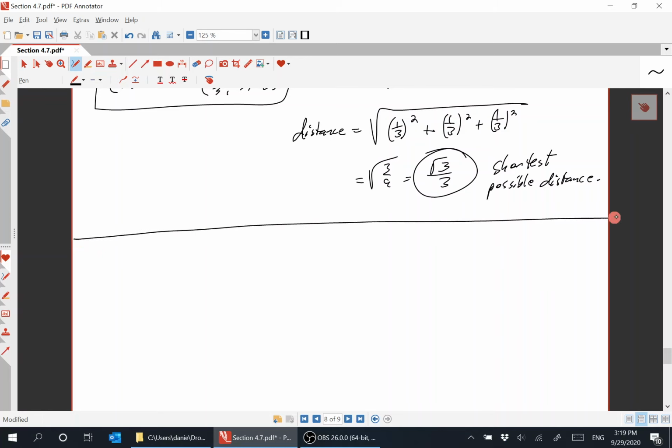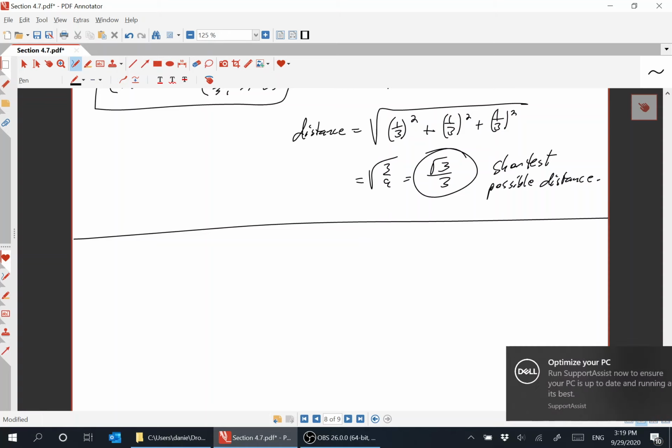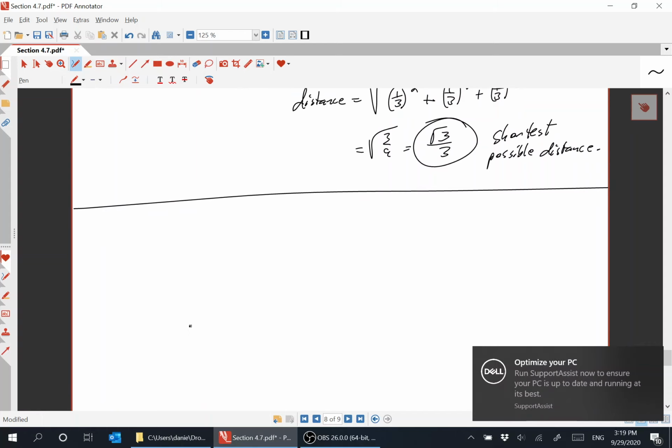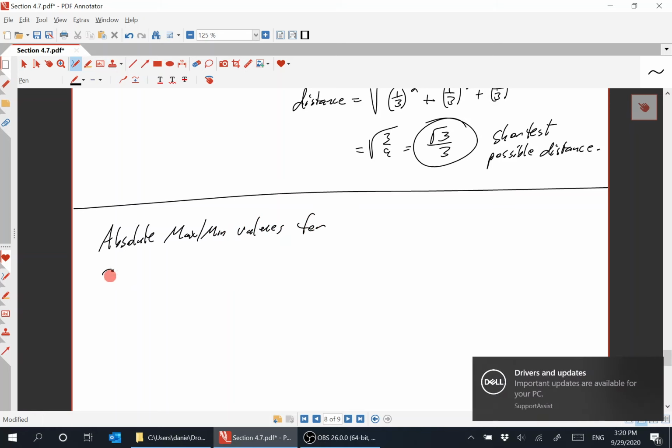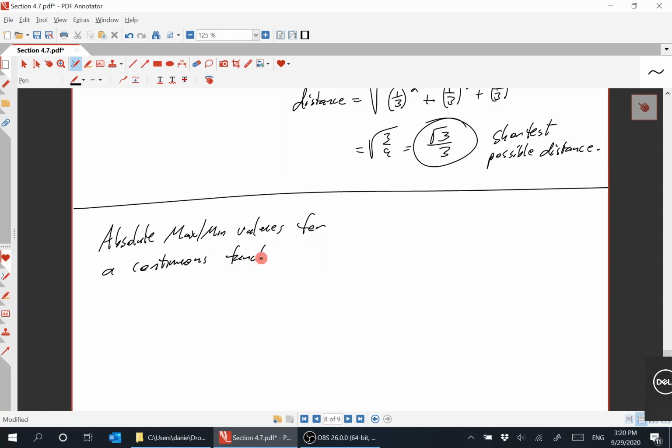The final topic in section 4.7 is definitely related to this. Max, min values, so absolute max and min values for a continuous function on a bounded domain.